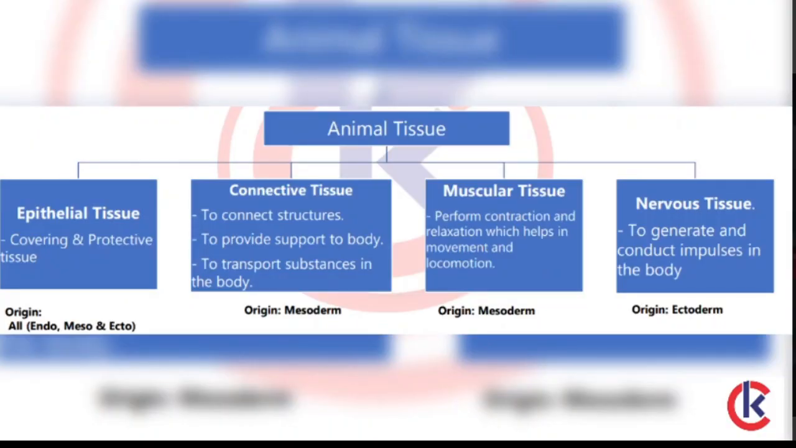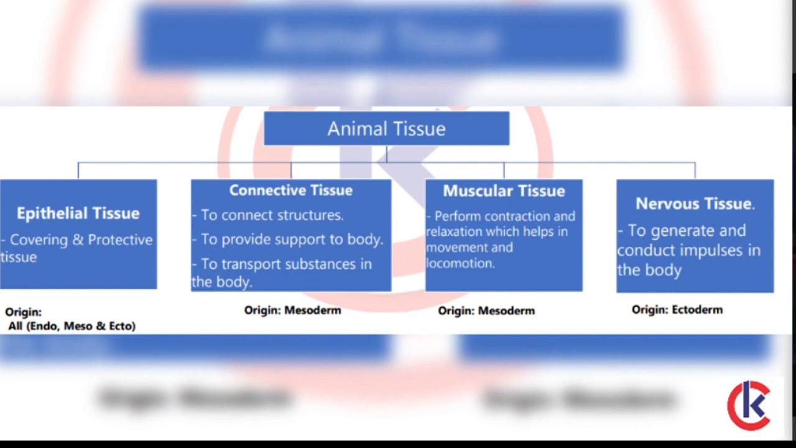Animal tissues are of four types. 1. Epithelial tissue: covering and protective tissue. Origin: all, endo, meso and ecto. 2. Connective tissue: to connect structures, to provide support to the body, to transport substances in the body.